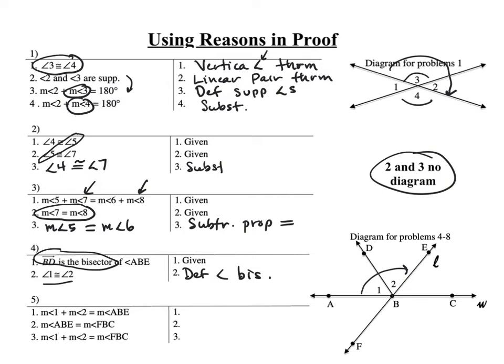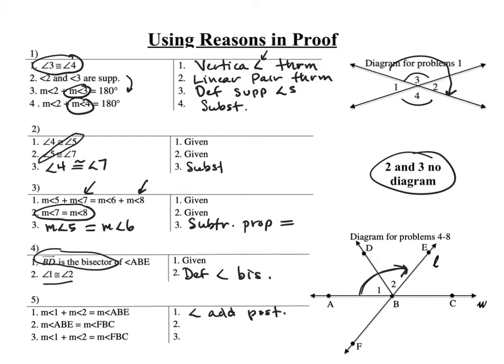Number 5, step 1. The measure of 1 plus the measure of 2, I already diagrammed that out here, is the measure of ABE. So 2 angles make a big angle. That's the angle addition postulate.